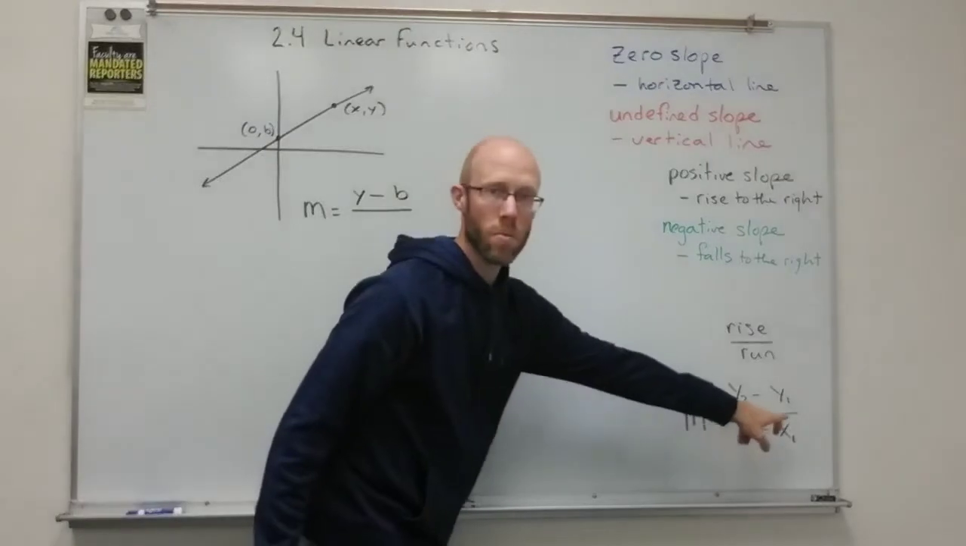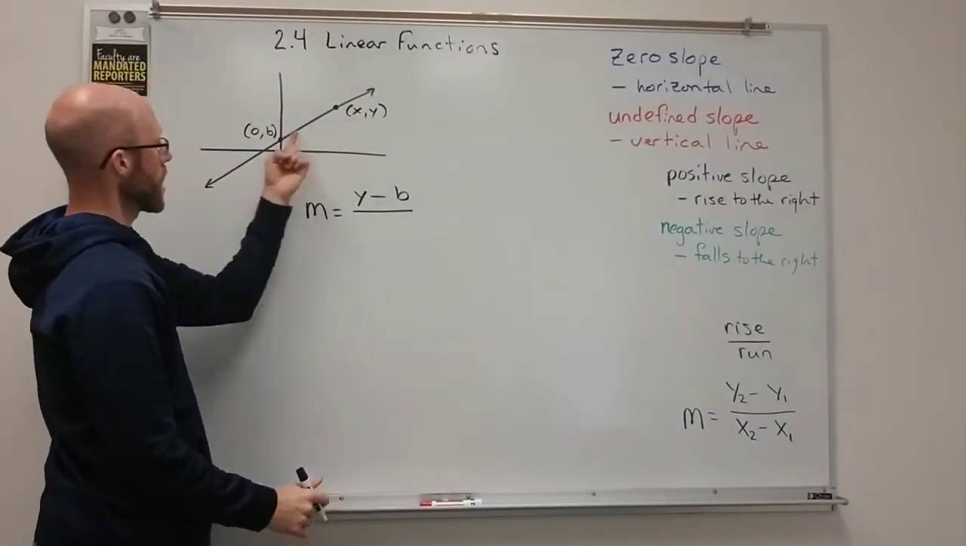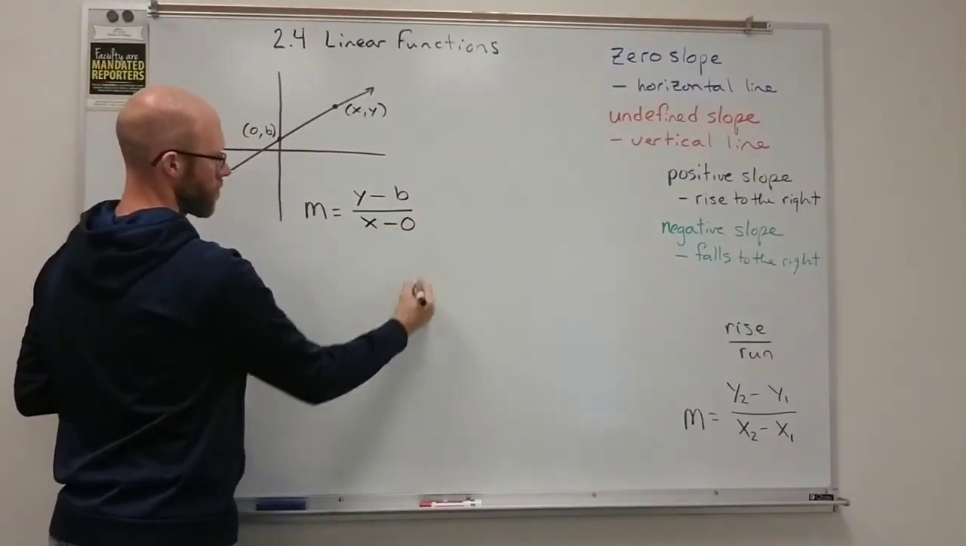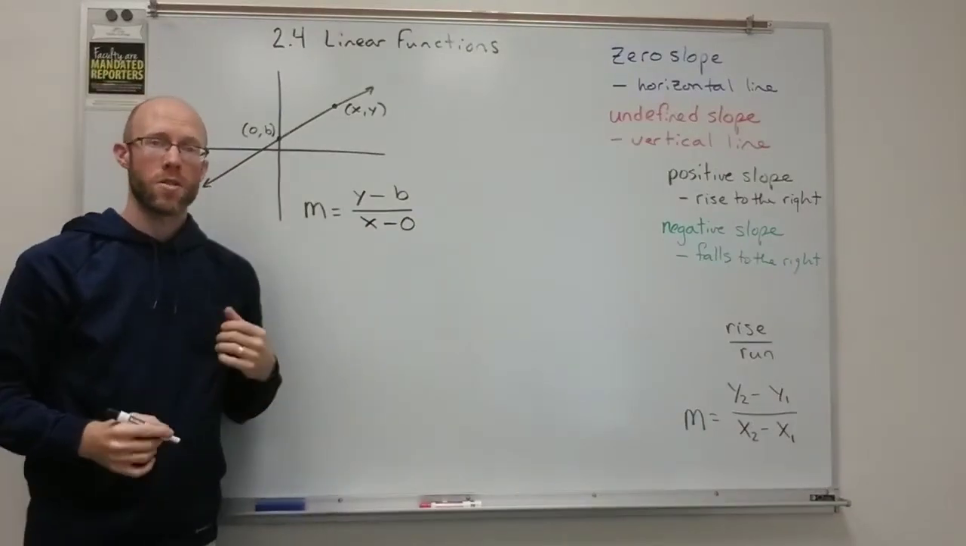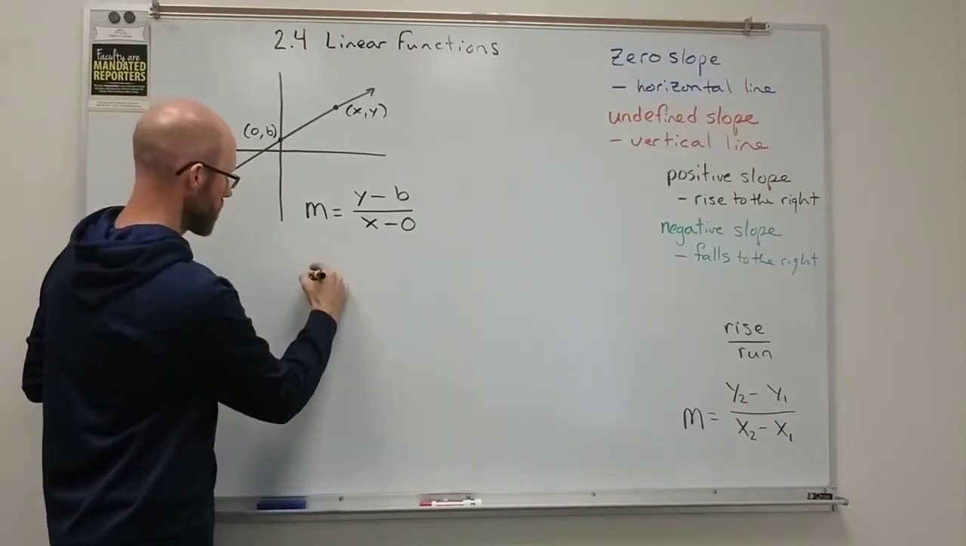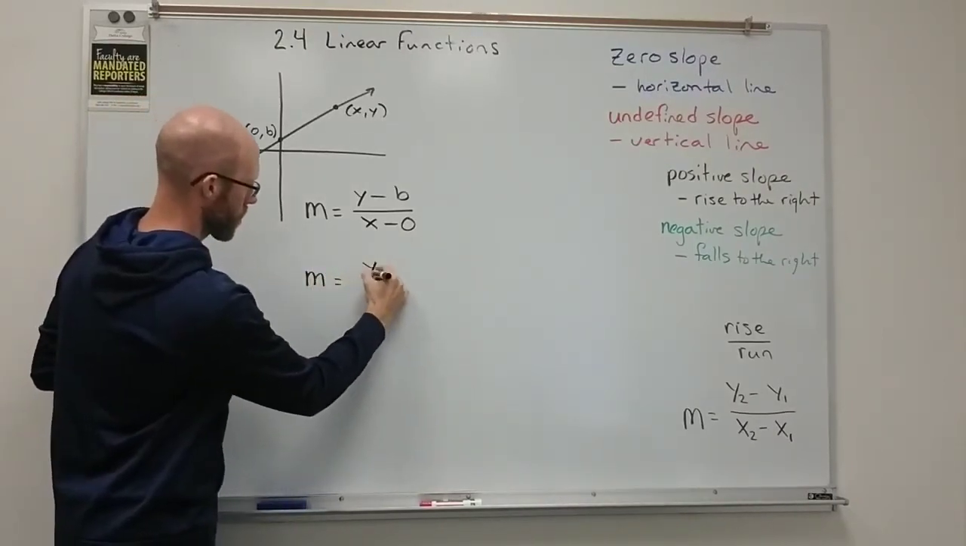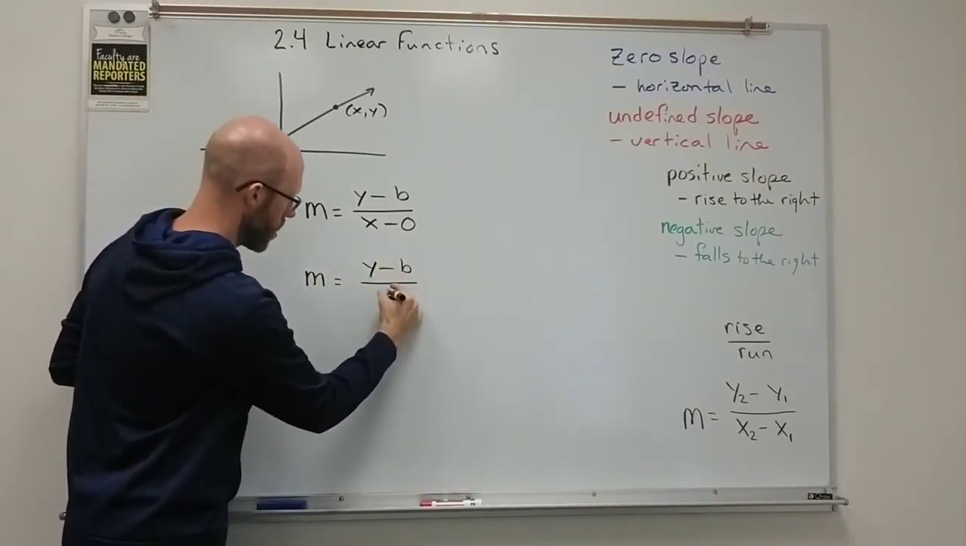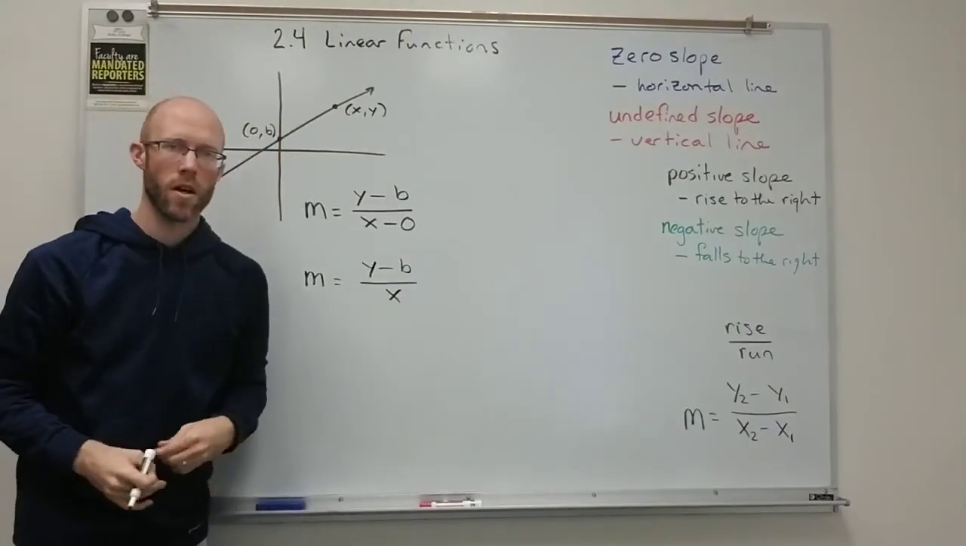Now I get the x2 minus x1, so that's going to be x minus 0. Now if I simplify this, x minus 0 is just x, right? Anything minus 0 is itself. So I get y minus b over x.